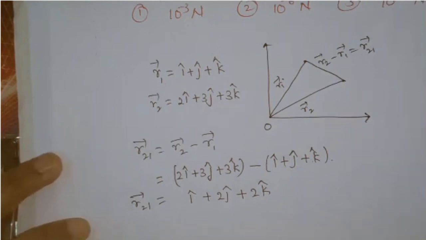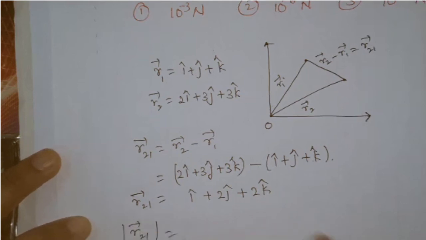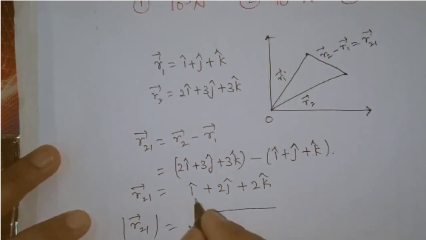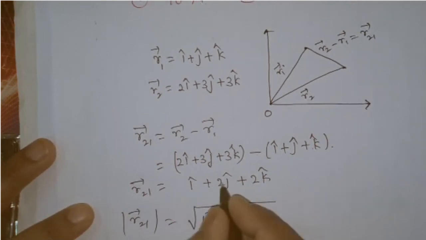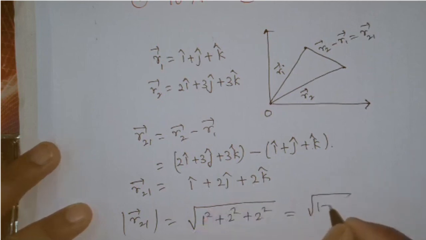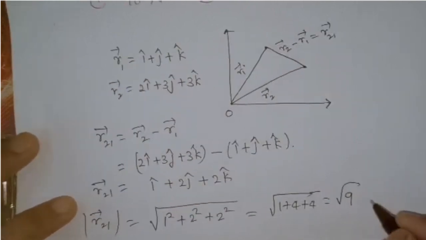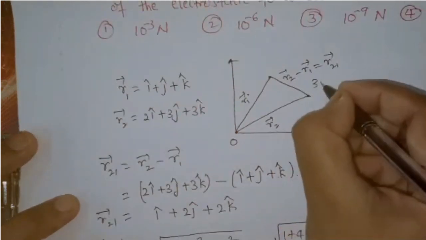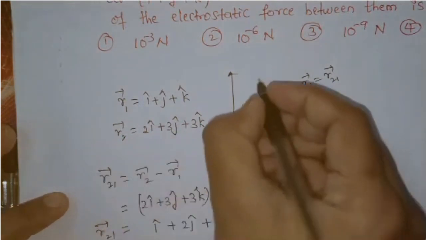Now I want its mod, its magnitude. How are we going to find the magnitude of this? It is nothing but the root of 1 square plus 2 square plus 2 square. So it would be 1 plus 4 plus 4, 8 plus 1 is 9. 9 root is 3, so the answer is 3 meter. So this is 3 meter. Now are we able to find the electrostatic force between them?